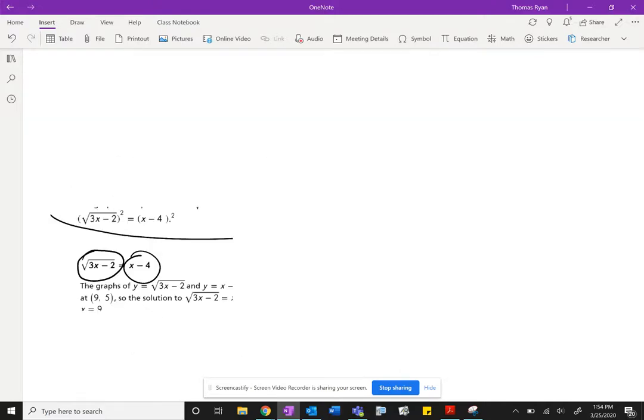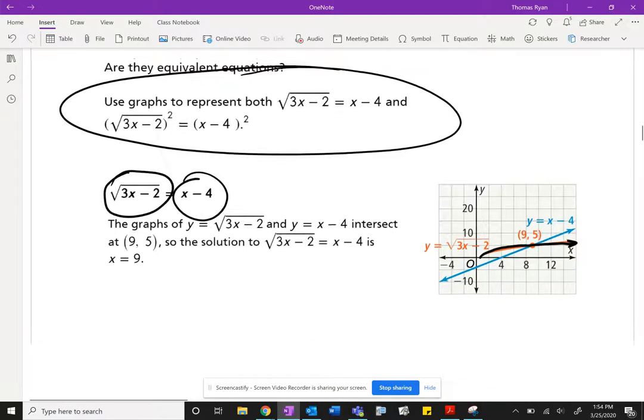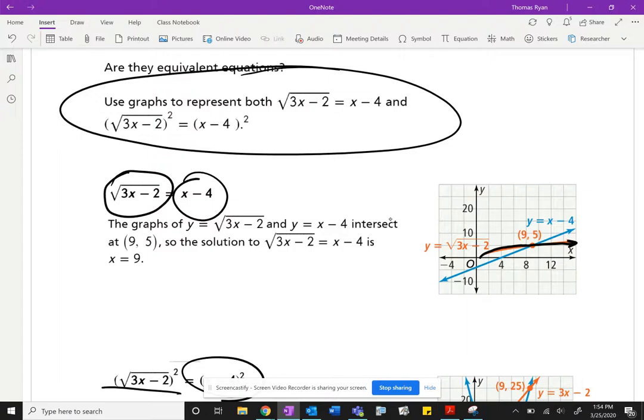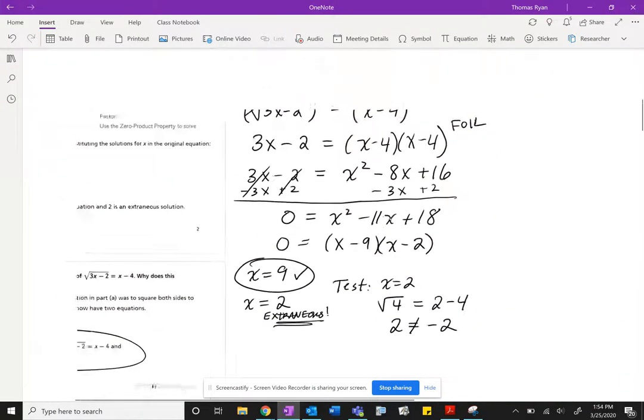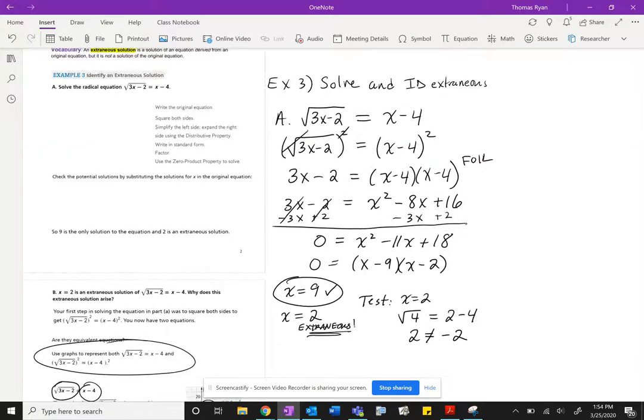And sure enough, those two things do not intersect at 2, because you can just see it. They don't. It's no good. So that's why back in the original, when we test it out, just go with the fact that 2 is the square root of 4. We'll stick with the positives, and therefore it doesn't work. It's extraneous. Boom.